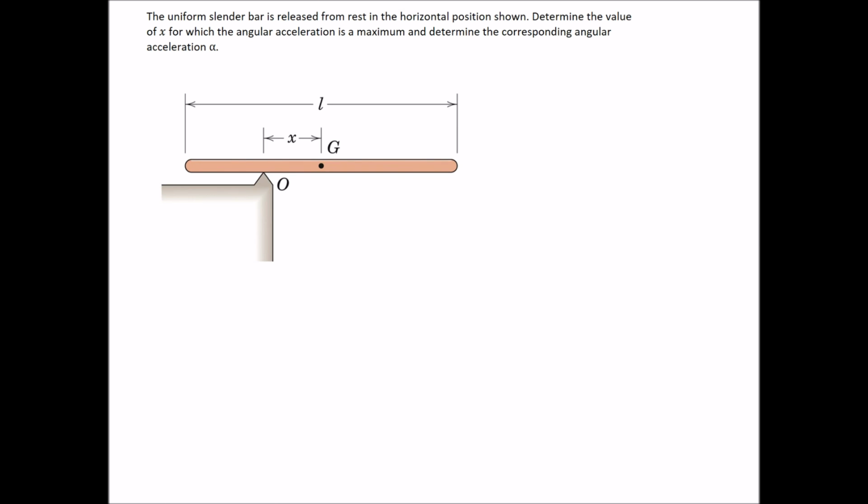So the uniform slender bar is released from rest in the horizontal position shown. Determine the value of x for which the angular acceleration is a maximum, and determine the corresponding angular acceleration alpha.